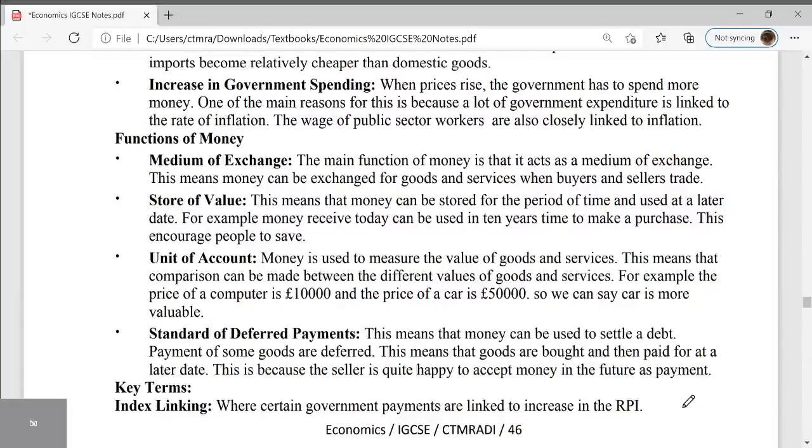So the borrower is winning and the lender is losing in this situation when the inflation rate is higher than the interest rate. So this is another problem: inflation will make it difficult to settle debt.